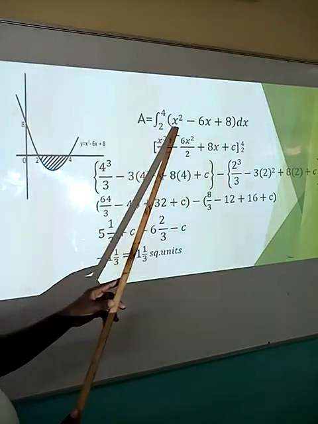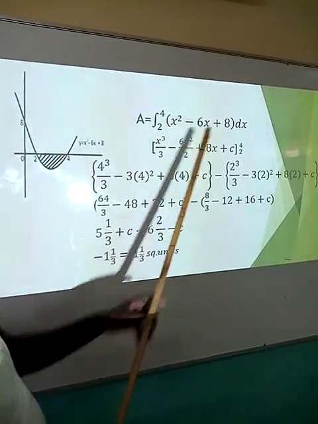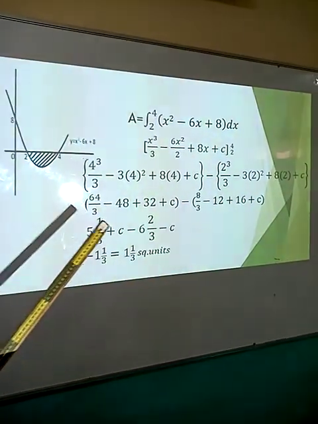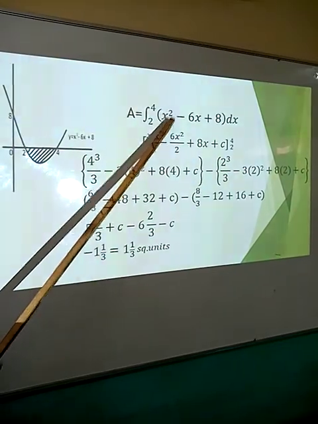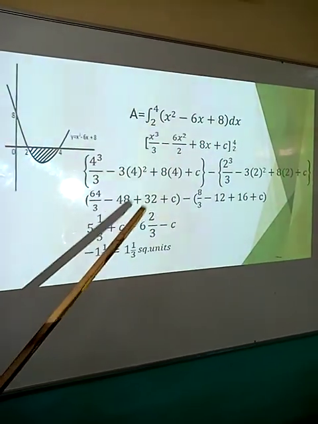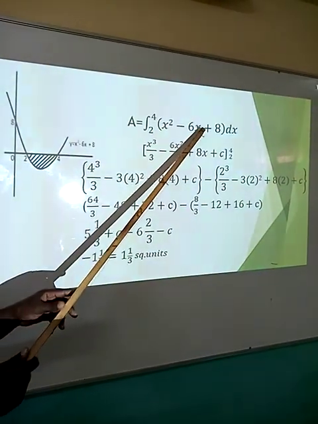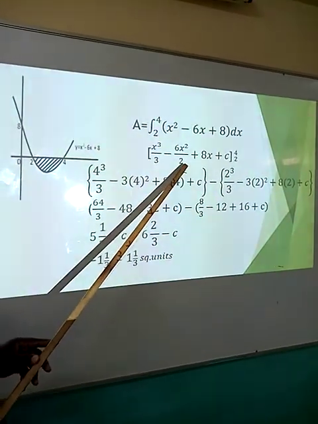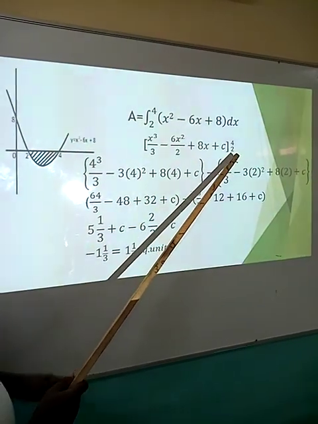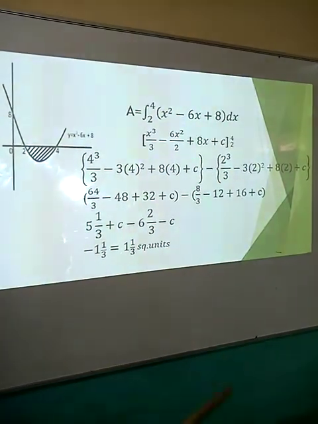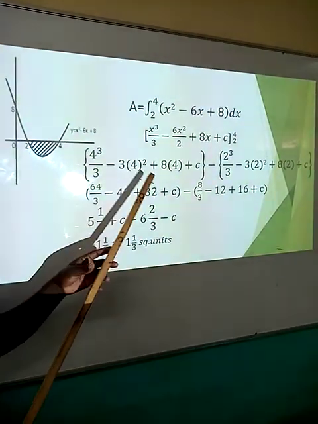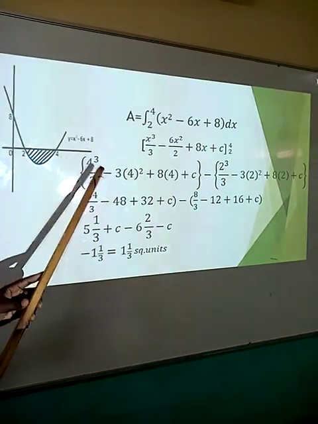So we integrate that function, the normal process of integration. X is raised to power 2, so you divide by 3 after adding 1 to that power. Here x is power 1, so it will be x squared over 2 plus 8x plus c with limits from 2 to 4.